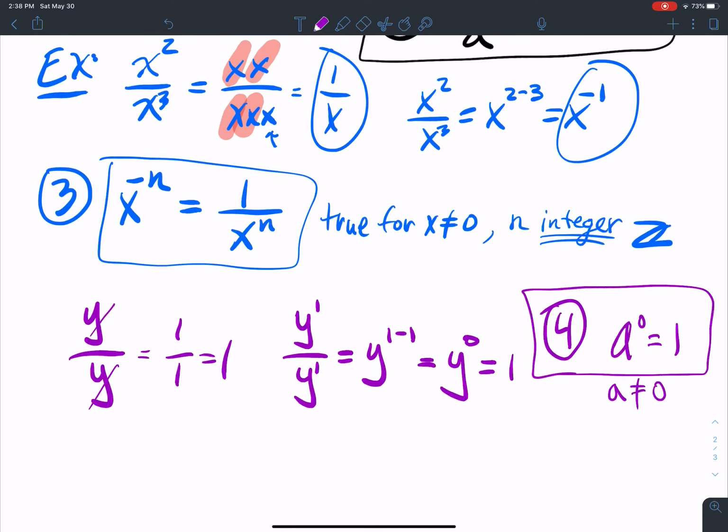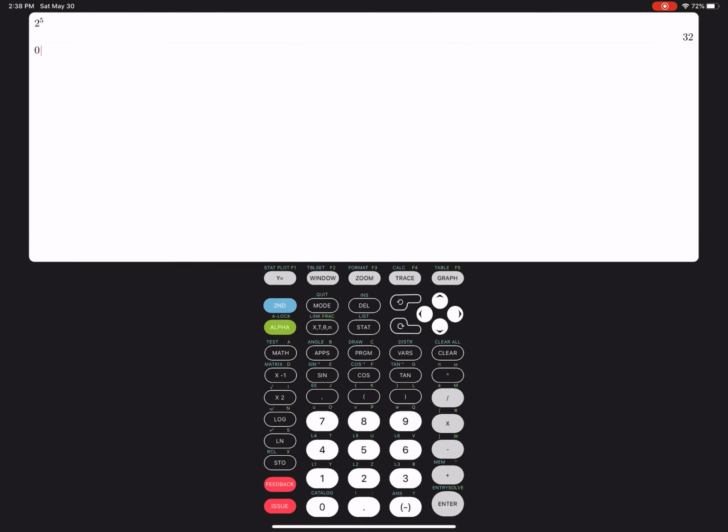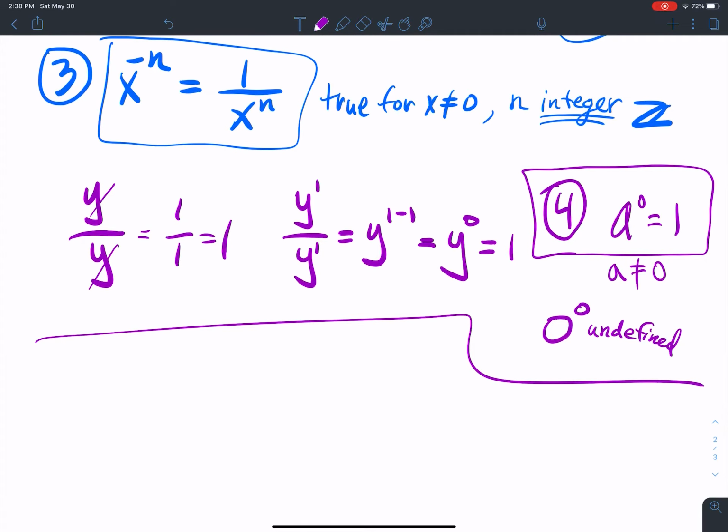Excuse me. It would actually be undefined. If you try to type in your calculator 0 raised to the 0 power, that's undefined. Oh, well, my calculator is not smart enough to know that, but if you got your 84, it will tell you that you can't do it. Okay. So, lesson here, I raise any number to the 0 except for 0, I'm going to get 1.